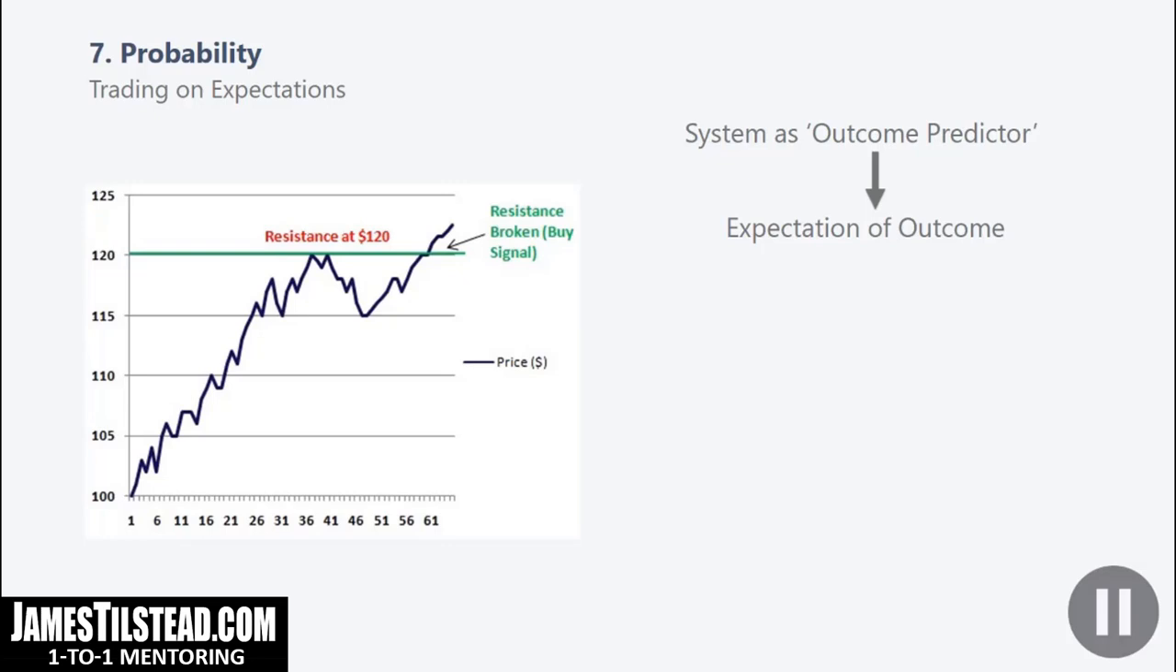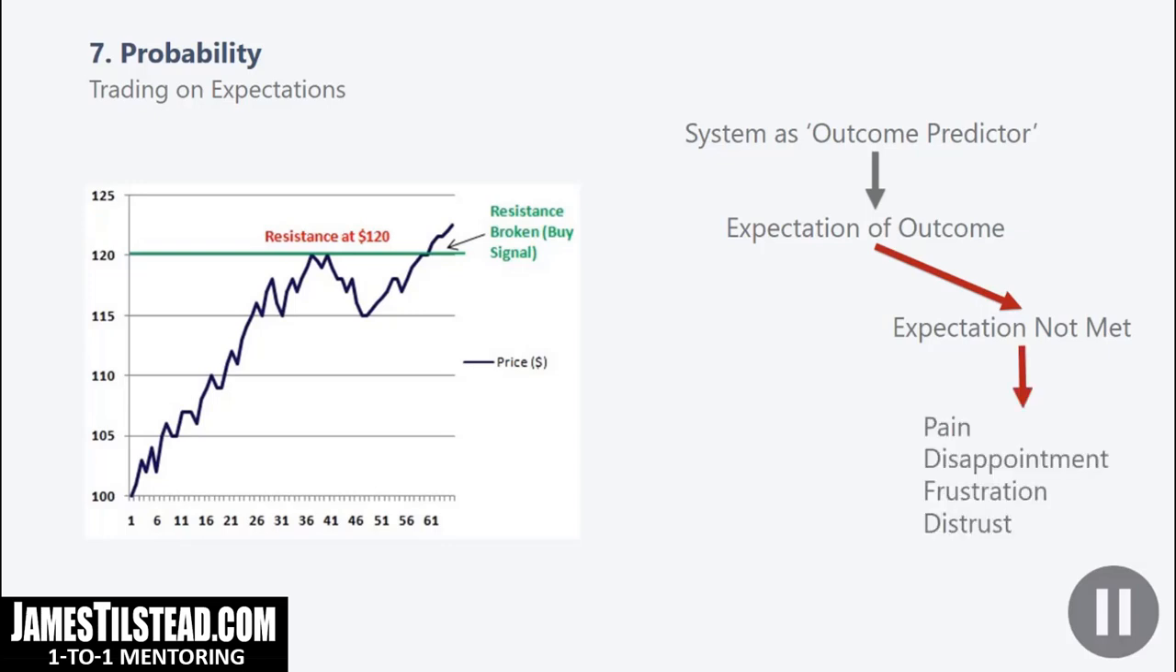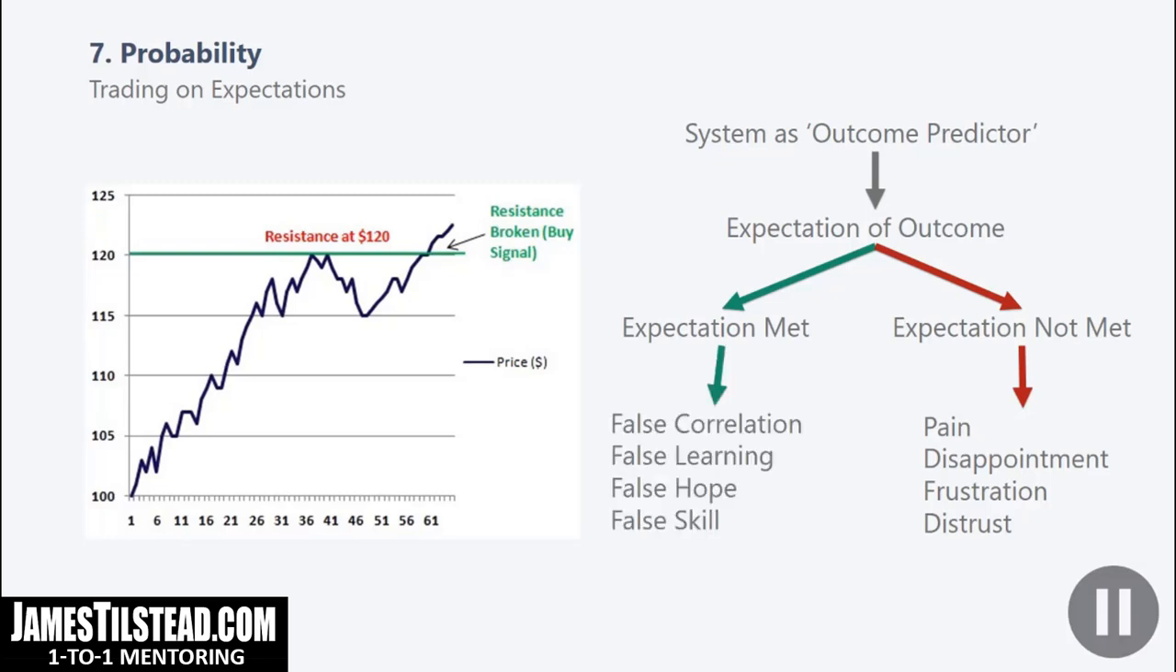And as we've shown with the coin experiments, expectation is only going to get you into trouble, because if the expectation is not met, the trade does the opposite of what your system supposedly predicted it would do, then all you have is pain, disappointment, frustration, and the beginnings of system distrust. And even if your expectation was met, the trade did do what your system supposedly predicted it would, then you have got something even worse, which is false correlation and bad learning, meaning you start to think that if you did the same thing again, you would get the same result. It's false hope. You might even start to think that the outcome was down to your trading skill.